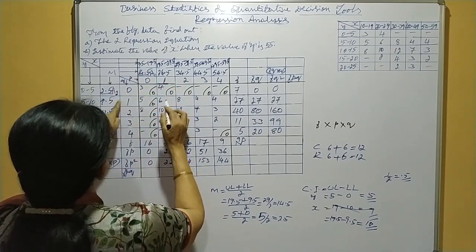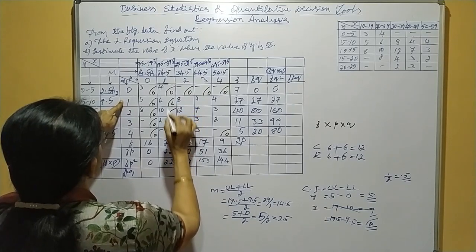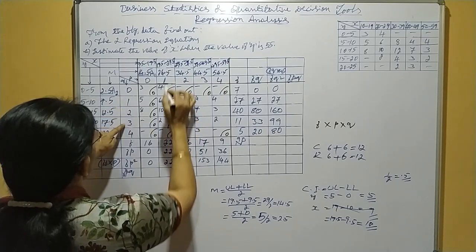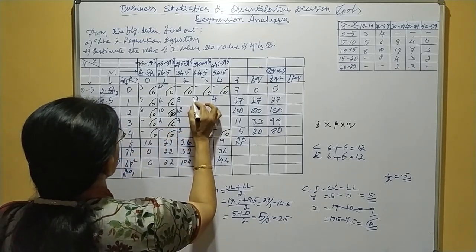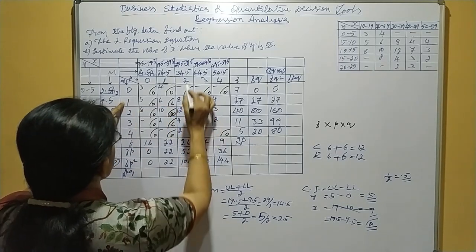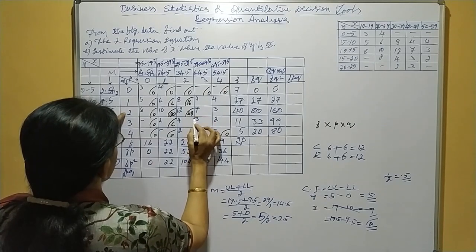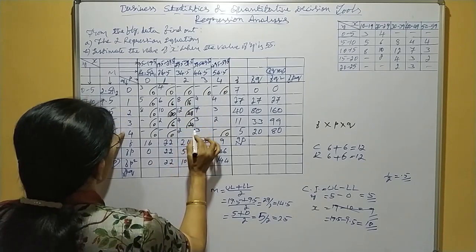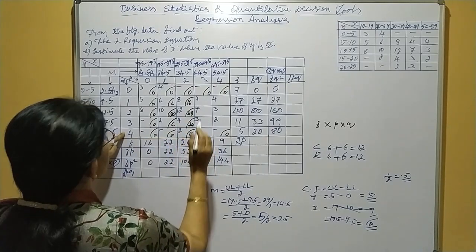Come to next column. Here 1 6 are 6, 1 10 are 10, 2 10 are 20, 1 2 are 2, 3 2 are 6. This is 0. Now here 2 8 are 16, 16 1 are 16. 2 12 are 24, 24 2 are 48. 2 4 are 8, 8 3 are 24. Then 2 2 are 4, 4 4 are 16.